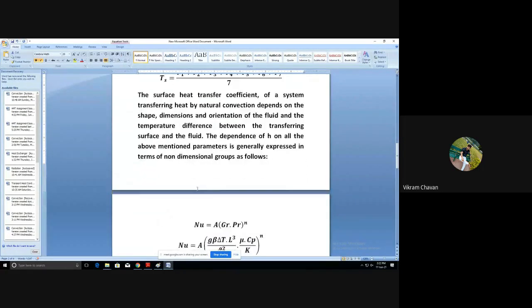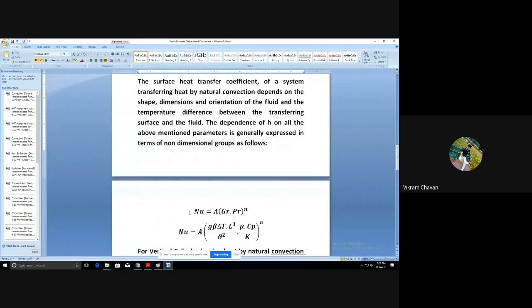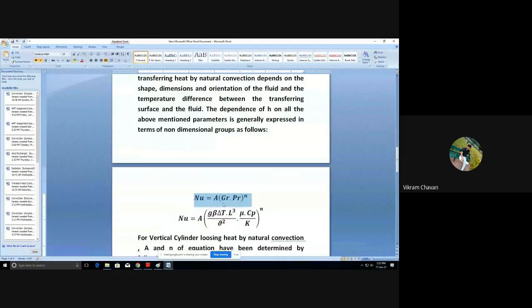We know that we have derived this equation for natural convection by using dimensional analysis. That is, Nusselt number is a function of Grashof number and Prandtl number. In equation format, that relationship can be written as Nu is equal to A times (Gr multiplied by Pr) raised to n, where Nu is the Nusselt number, A is a constant, Gr is the Grashof number, Pr is the Prandtl number, and n is also a constant.